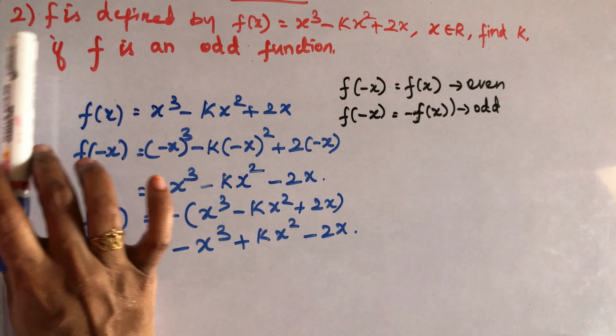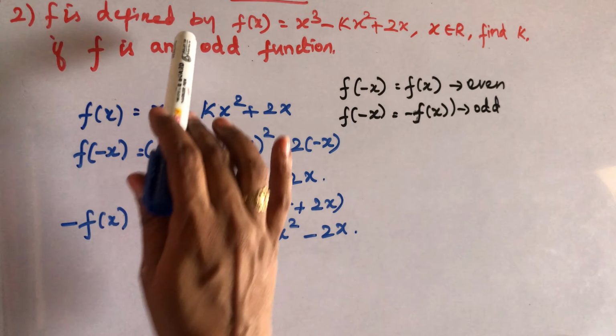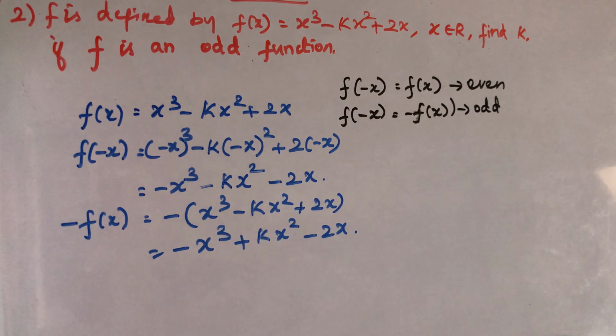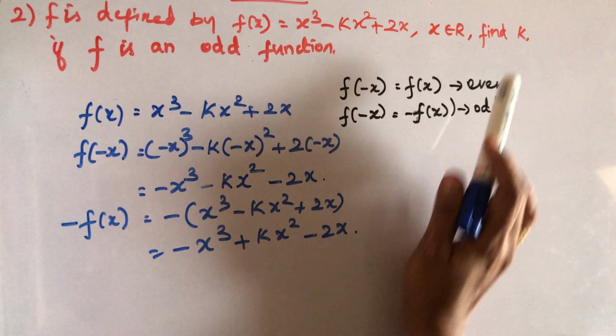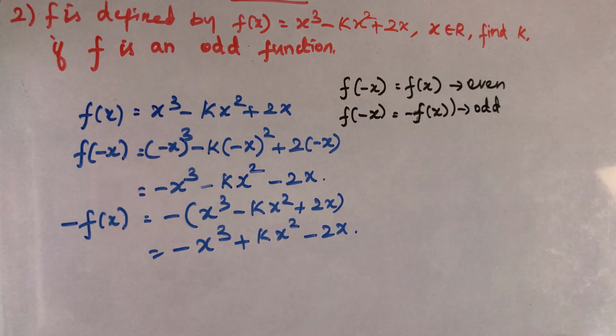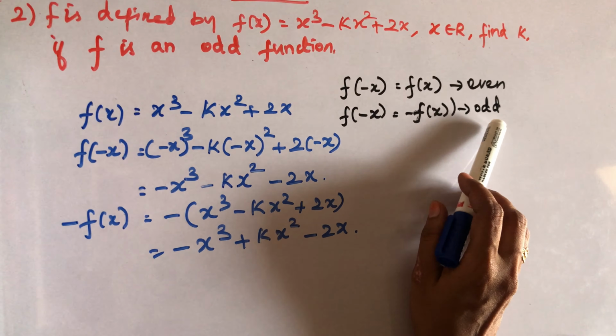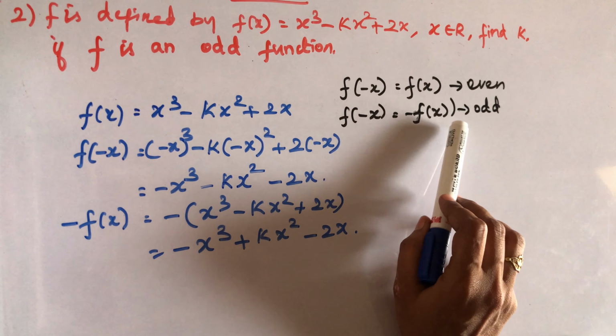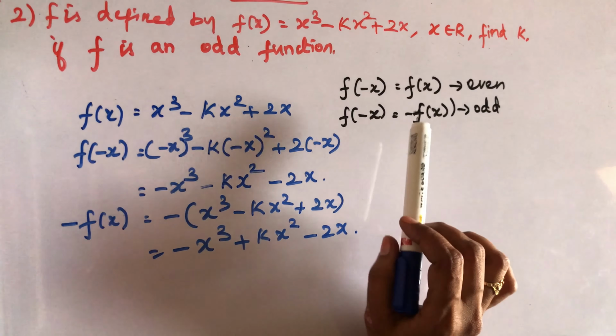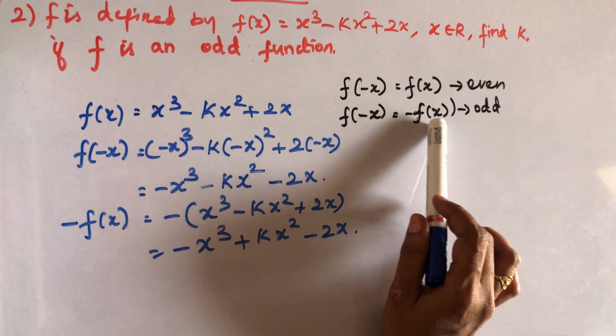Second problem, f is defined by f of x is equal to x cube minus kx square plus 2x, where x belongs to R. Find k if f is an odd function. If a function is to be odd, f of minus x is equal to minus f of x. So, these two should be equal.